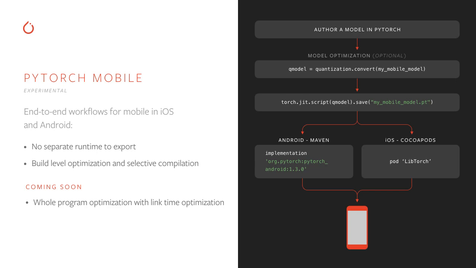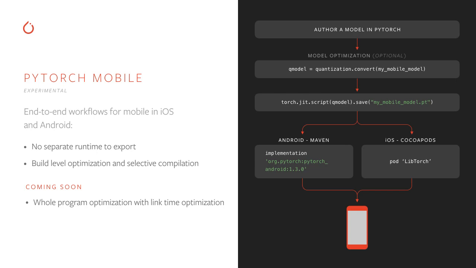But really, looking at the workflow here on the right, there's not much that changes from a user perspective. You still author a model in PyTorch. You may want to do some model optimization. You may want to quantize, prune, or compress your model. But then you just do a torch.jit.script and save on that model, providing it some .pt file name. From there we have pre-built binaries in JCenter for Android, as well as CocoaPods for iOS. And then we have instructions on PyTorch.org that allow you to very easily deploy these onto your Android or iOS device.